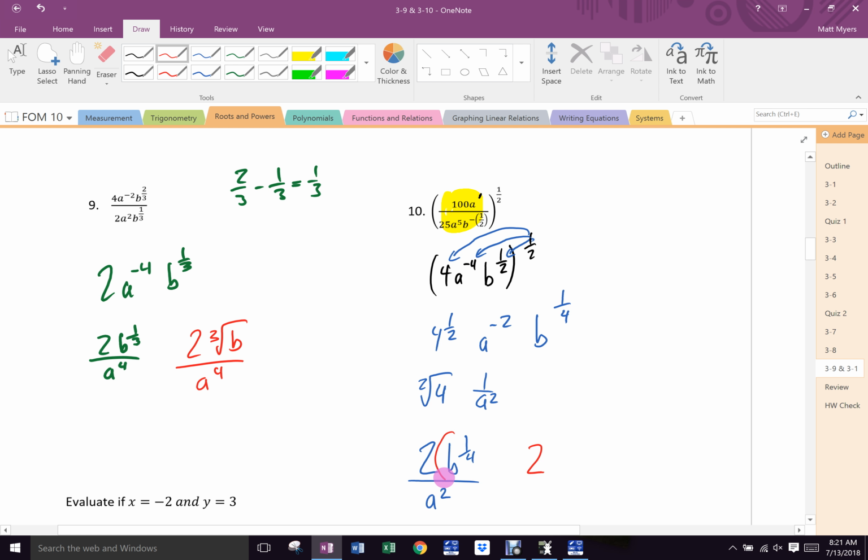How would I turn this into a radical? 4th root of what? B to what power? First. Do we write it? No. Over A squared. And again, I do not care which one you do. Everybody good?